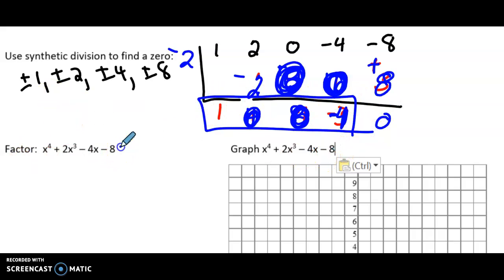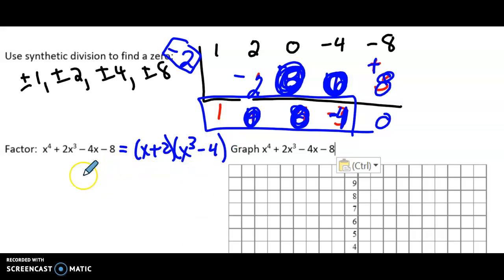So now I know, since -2 worked, that means x plus 2 was a factor. I have 1x squared plus, or no, I'm sorry, 1x cubed, I guess. Because this was an x to the 4th that I was dividing into. So it's 1 less, 1x cubed plus 0x squared plus 0x minus 4. That's how it factors, okay?